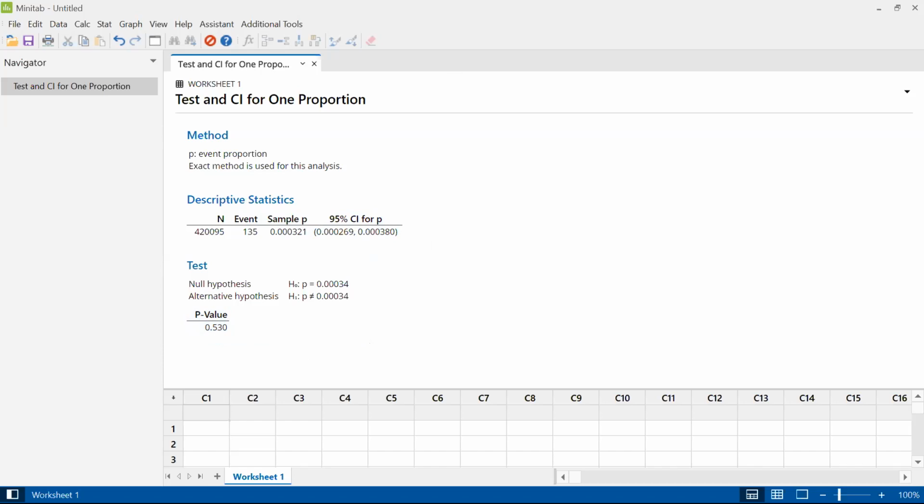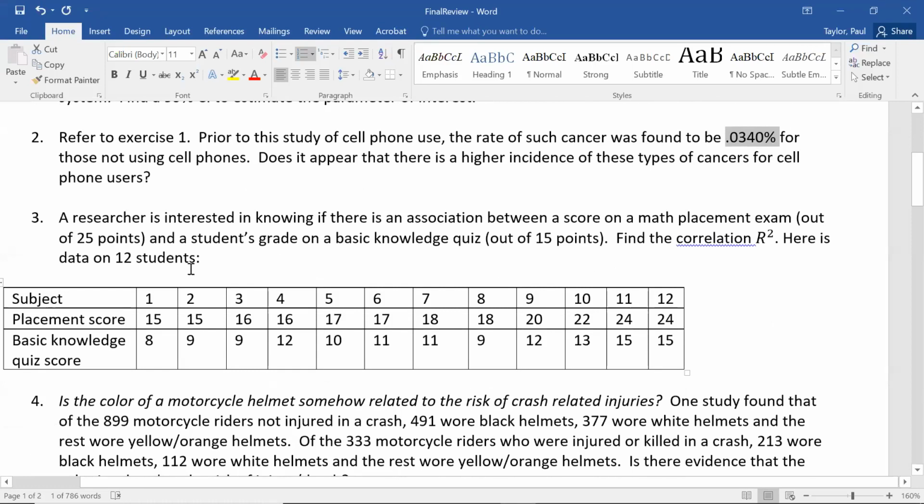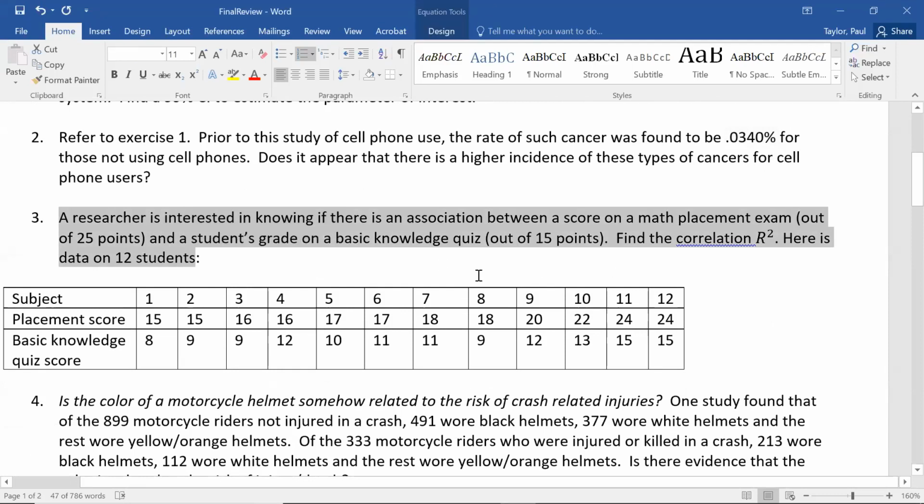Okay, so let's move on to number 2. Or we already did number 2, let's move on to number 3. So a researcher is interested in knowing if there's an association between a score on the math placement exam out of 25 points and the student's grade on a basic knowledge quiz, like at the start of the semester. Some professors like to, after the students come into like Calc 1 with placement, give a little quiz at the beginning of the year to check how much of the pre-calc stuff they know.